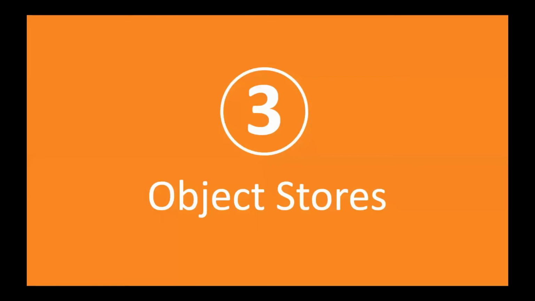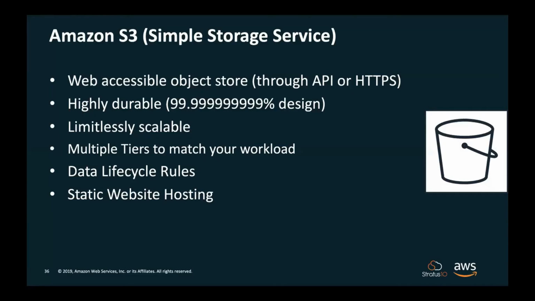And then another type of storage we'll talk about today is object store. And this is probably one of the most core and popular or well-known services that AWS offers. It's Amazon S3, which is Simple Storage Service. If you ever wondered what the 3 in S3 stands for, it's just repeating the S's there. And this is a web accessible object store. So you'll be interacting with these objects through an API or the HTTPS protocol.